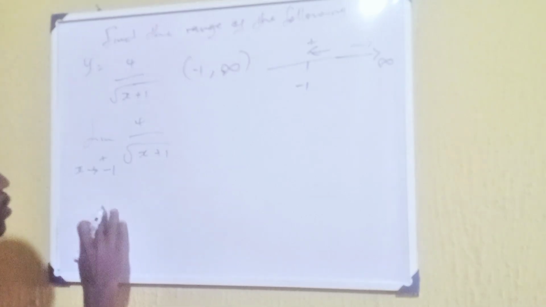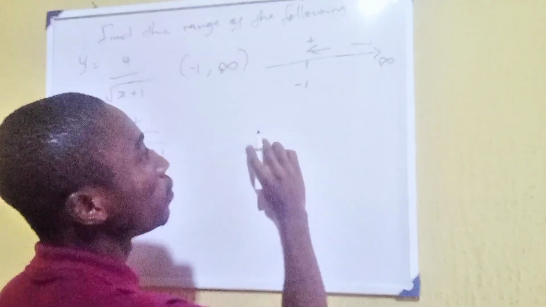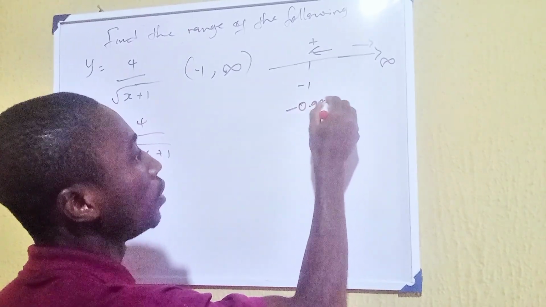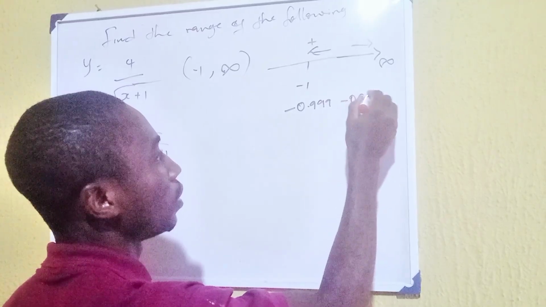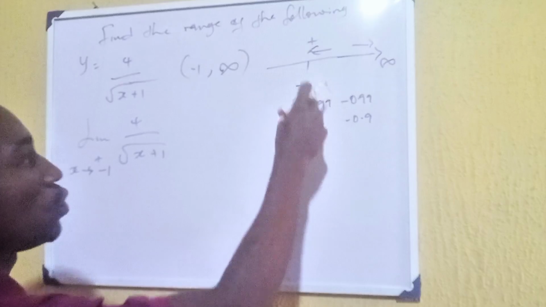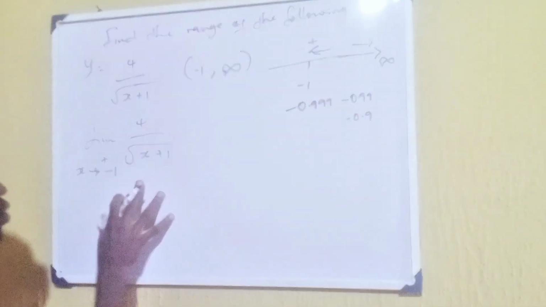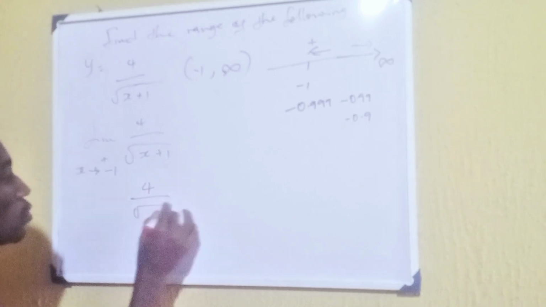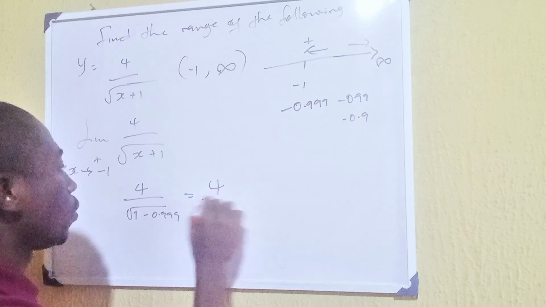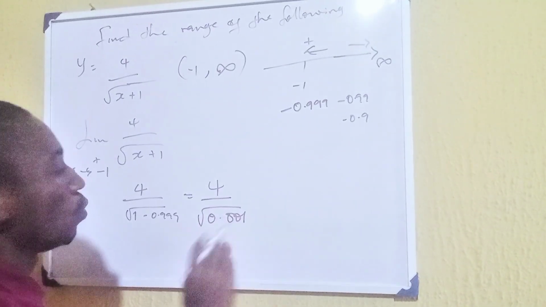Now let's see what happens as we move towards minus 1 from the right. The numbers we have when moving from the right are minus 0.999, minus 0.99 and minus 0.9. So you can see that we are very close to minus 1, but we are not at minus 1. Let's see what happens to this function. We will have 4 over root 1 minus 0.999, which will give us 4 over root 0.001.